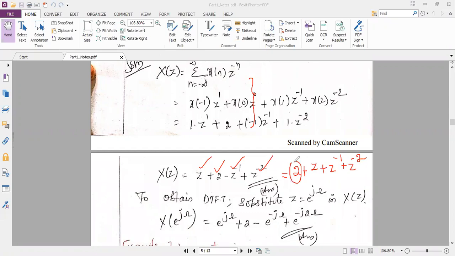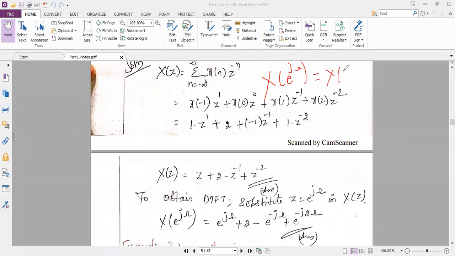So this is not the answer. One more question they have asked. We need to find DTFT from x of z. So when I was discussing the theory part of this Z transform, I have given a condition. So I just write down the condition. X of e power j omega is nothing but your DTFT. That will be equal to x of z at what condition? When z is replaced with e power j omega.